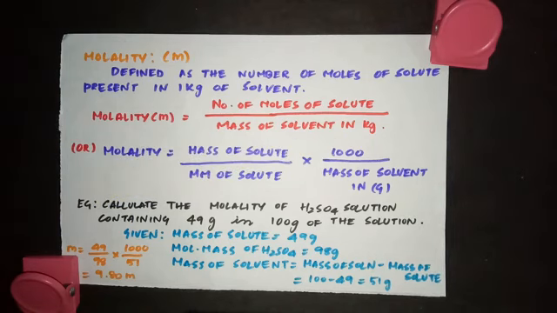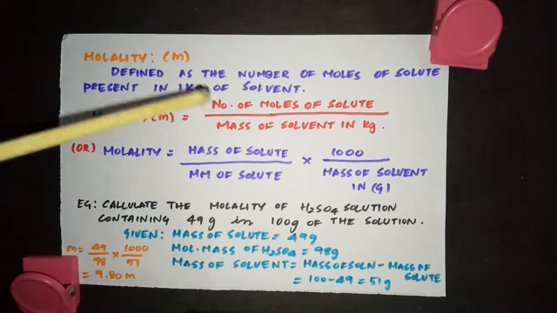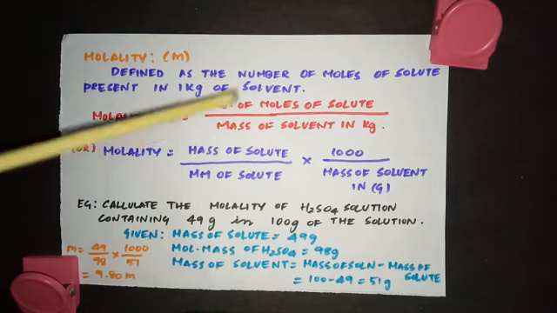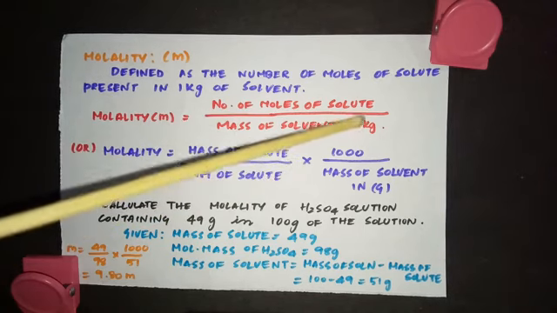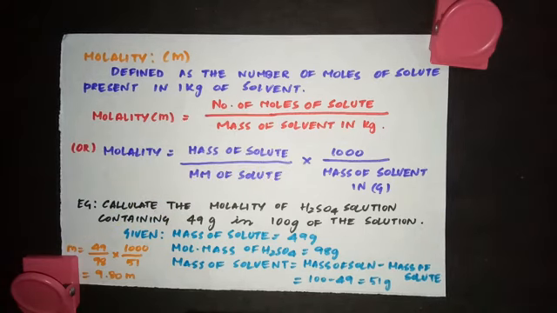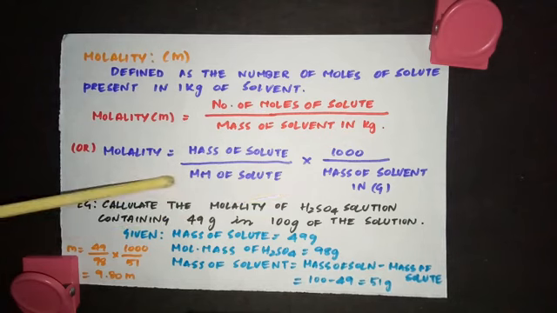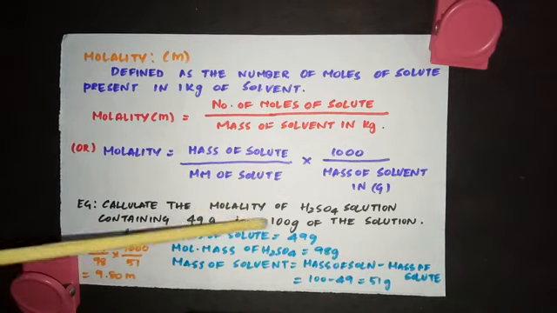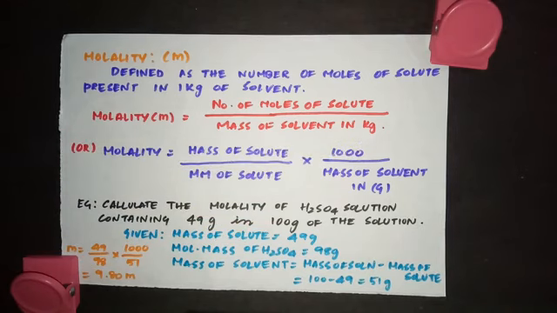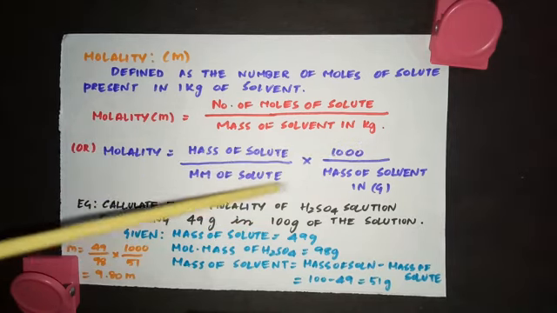Just like when we talked about molarity, the number of moles of solute can be represented as mass of solute by molar mass of solute, divided by the mass of solvent in kg. Suppose it is given in grams, you can write mass of solvent in gram divided by 1000. So that 1000 comes here, so 1000 divided by mass of solvent in grams. So this is the formula for finding out molality.